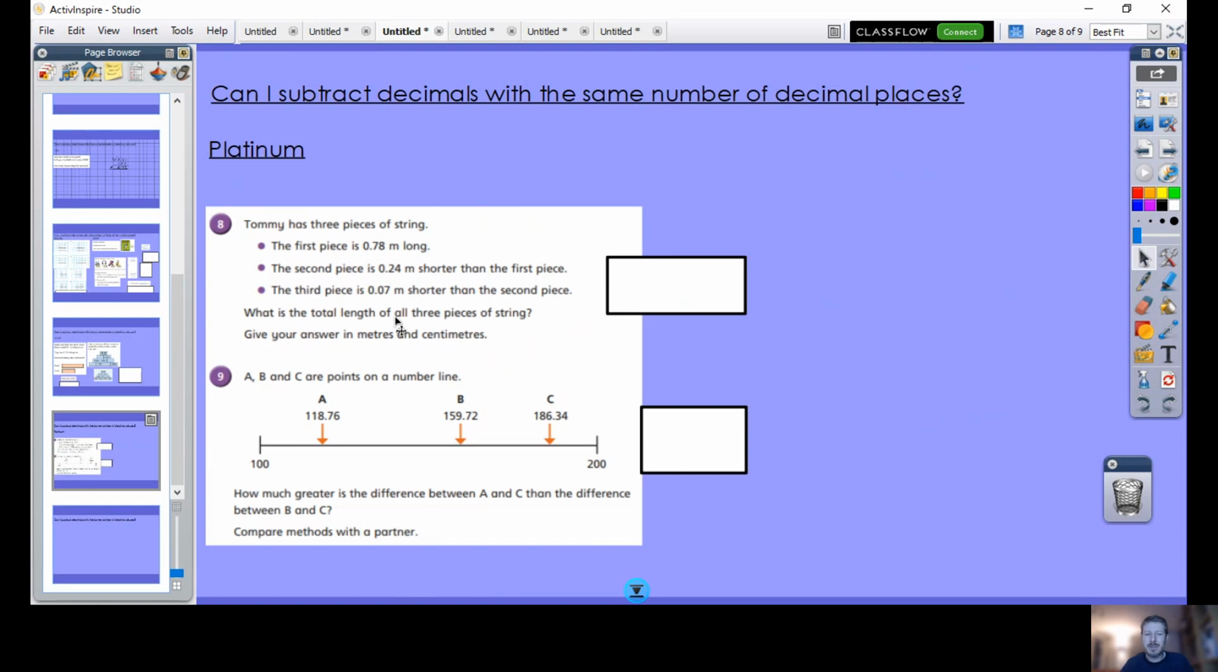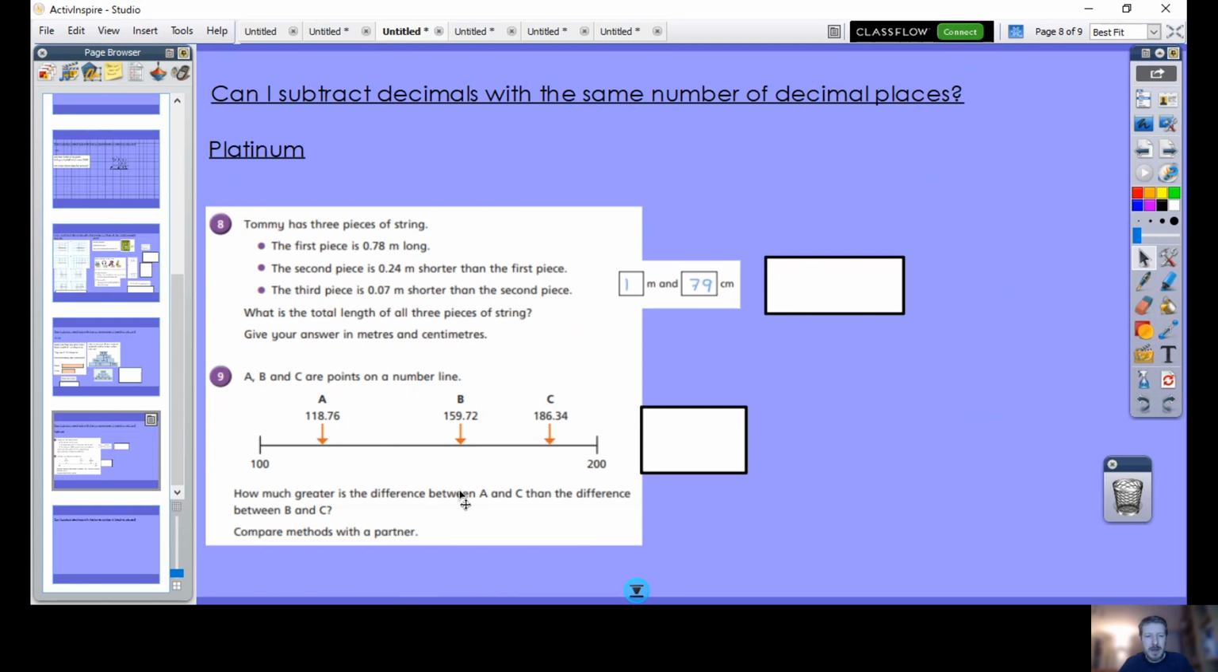So you would have needed to find the length of the second and the third piece, and then added them together to find the total length. Hopefully you got 1 meter and 79 centimeters, 1.79.